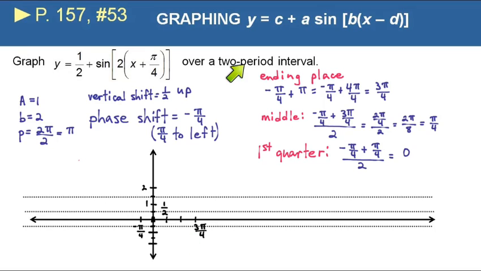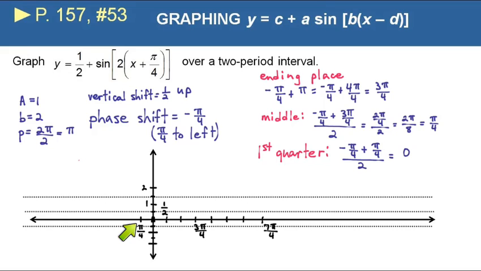Now we're supposed to draw 2 periods, so let's go ahead and add another period to that, and that makes it 7 pi over 4, because 3 pi over 4 plus pi would be 3 pi over 4 plus 4 pi over 4, which would be 7 pi over 4. So this is the end of the second cycle.